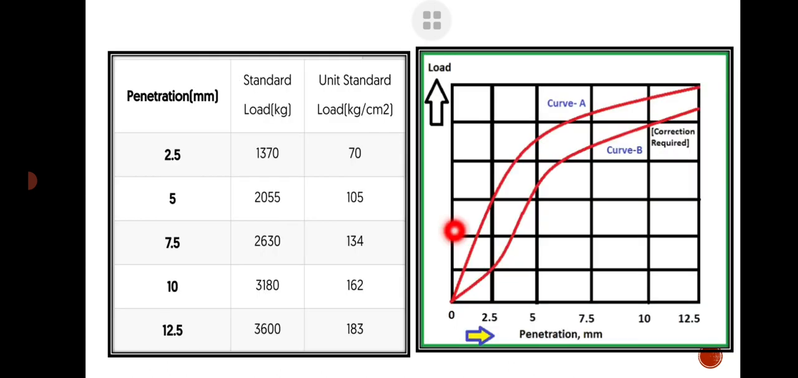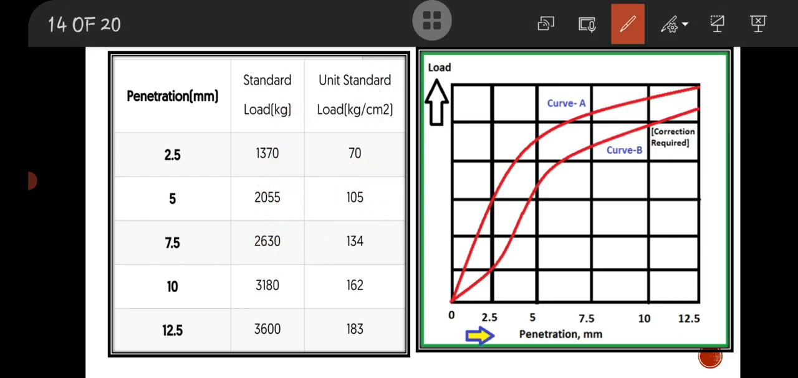Here is the curve, here are some readings, and these are the standard load and the standard stress. For 2.5 mm penetration, the load is 1370 and the stress is 70 kg per centimeter square, and for 5 mm, 2055 kg and the unit standard load, that is the stress, is 105 kg per centimeter square. Here is the corrected curve after correction.